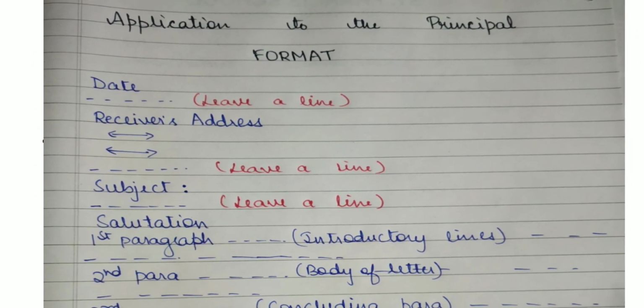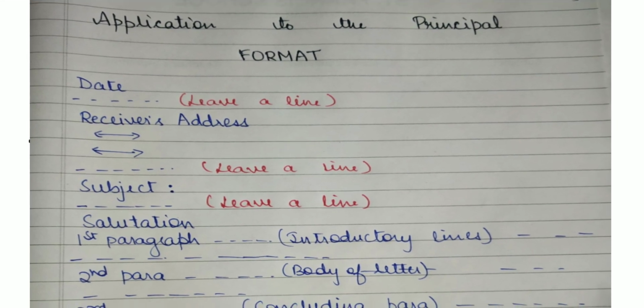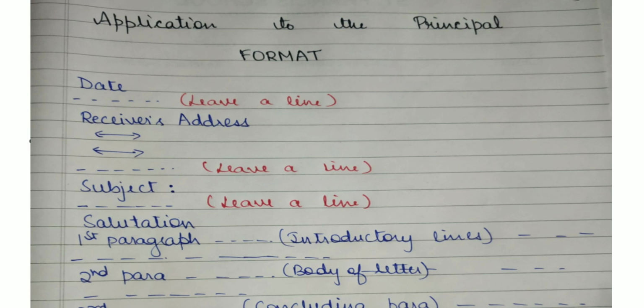So the first thing that we do is that when you are given a question where you have to write an application to the principal, first of all you will write the date. You begin the application by first writing the date. After writing the date in one line, you leave a line. Then from the next line you will write the receiver's address.